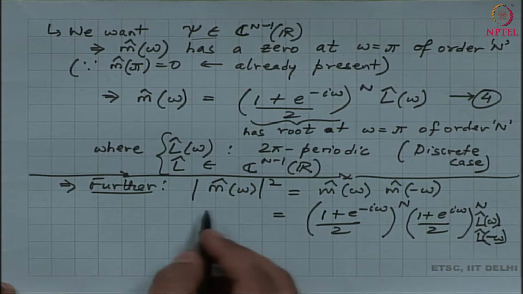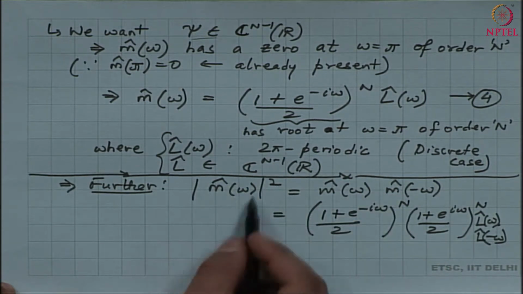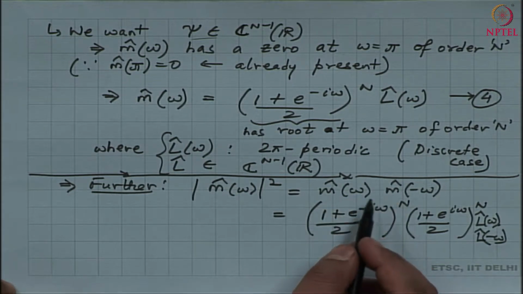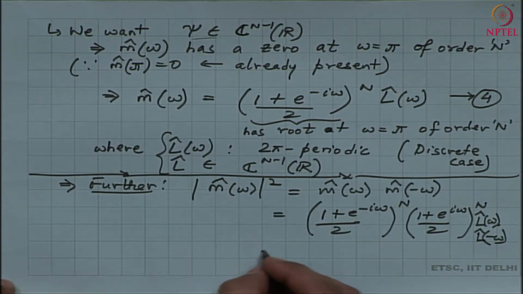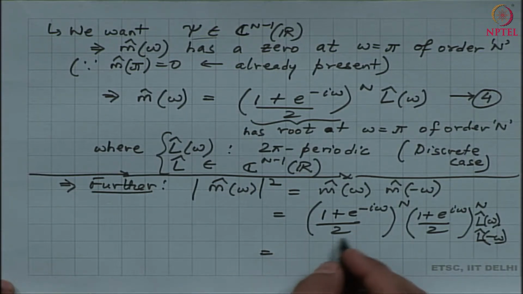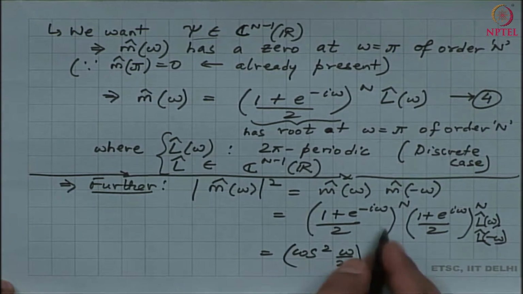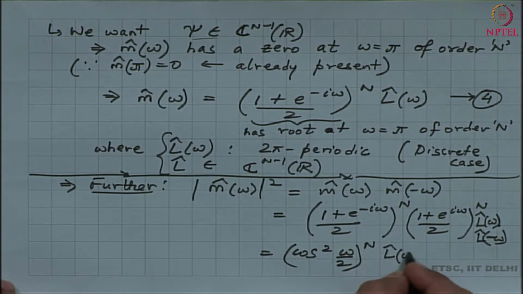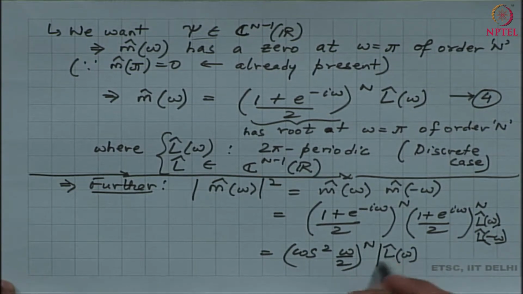I have used the fact that the absolute value square is the product of the function with its conjugate. When we multiply each of these factors, I get that this is also equal to cos square omega by 2, to the power n, times L hat omega squared. So, I have simplified this expression.